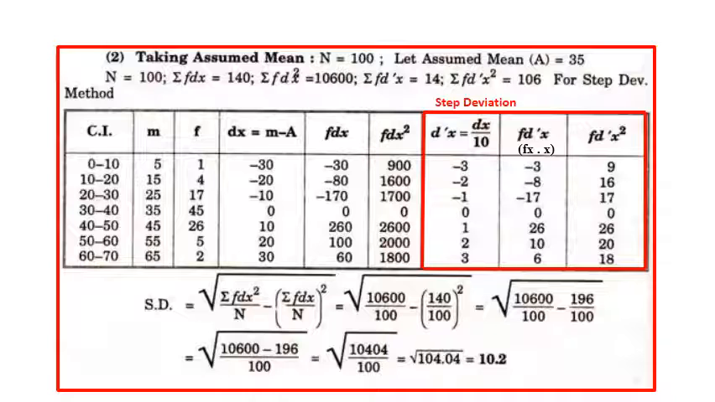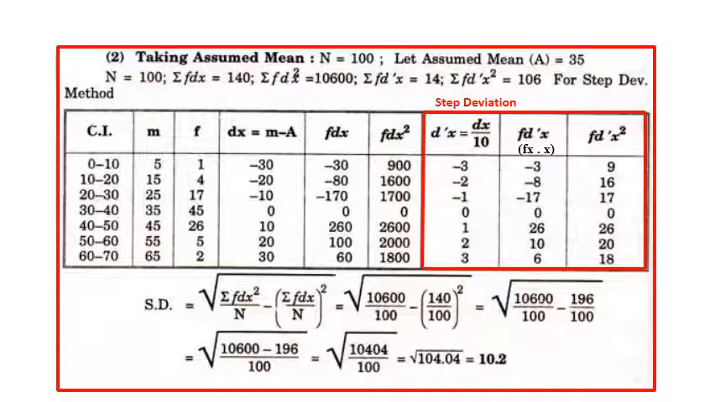15 minus 35 is minus 20. 25 minus 35 is minus 10. Then 0, 10, 20 and 30. Then f dx, f into dx. Multiply the frequency column: 1 into minus 30, 4 into minus 20, 17 into minus 10, 45 into 0, 26 into 10, 5 into 20, 2 into 30. You will get f dx.